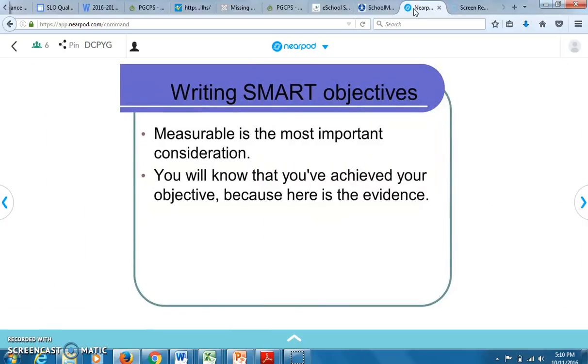Running SMART objectives. Measurable is the most important. We already talked about that. It's just making sure that it's able to be attained a certain way. It needs to be rigorous enough, just rigorous enough, where your students should be able to obtain that objective.